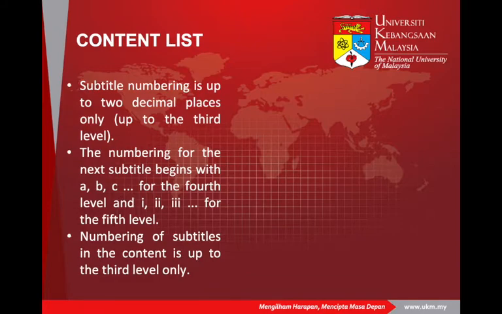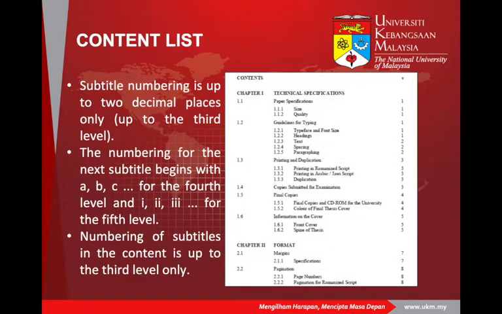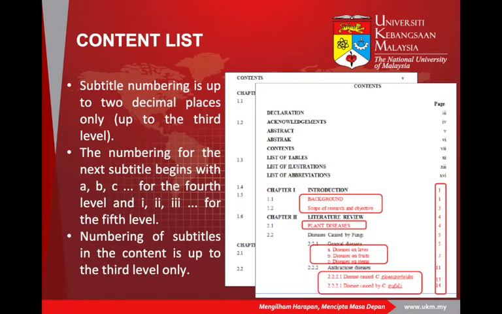For content list, this is an example of your list of content in your thesis. The subtitle numbering is up to 2 decimal places only, up to 3rd level. So this is the first level, chapter 1. 1.1 is the 2nd level. 1.1.1 is the 3rd level. Okay, so the subtitle numbering is up to 2 decimal places only for the content list. The numbering for the next subtitle begins with A, B, C, like this one.